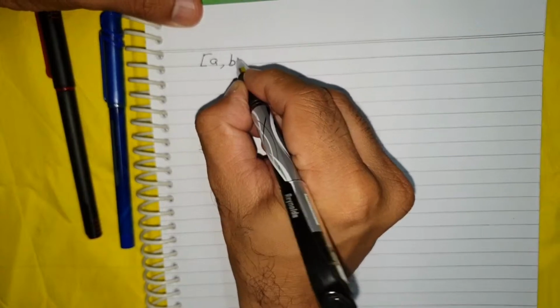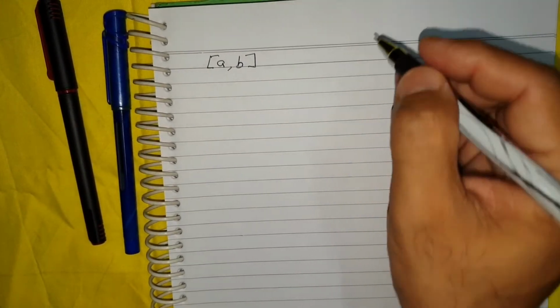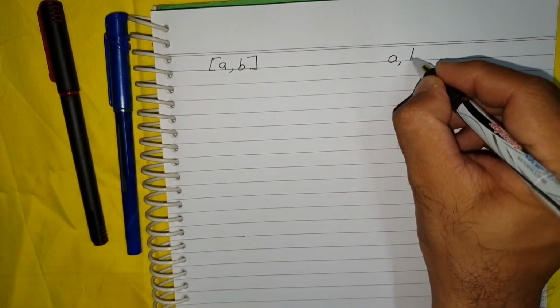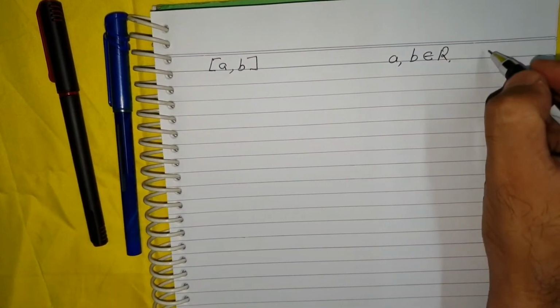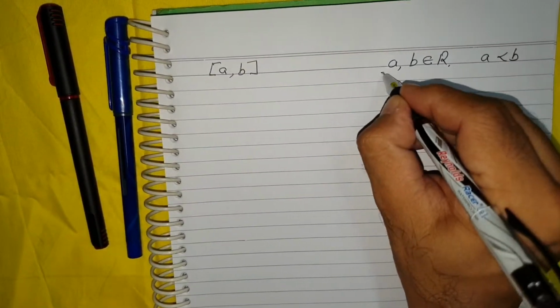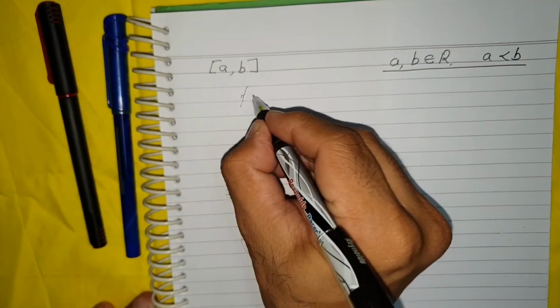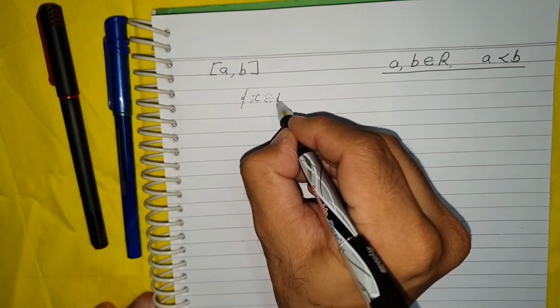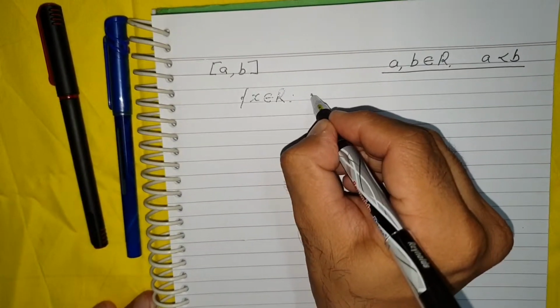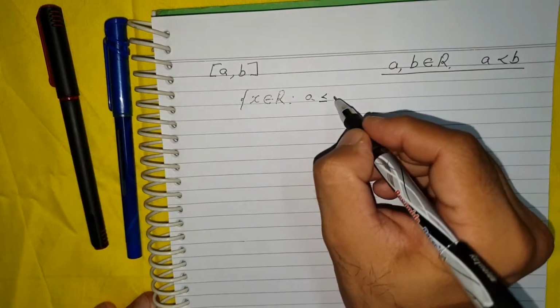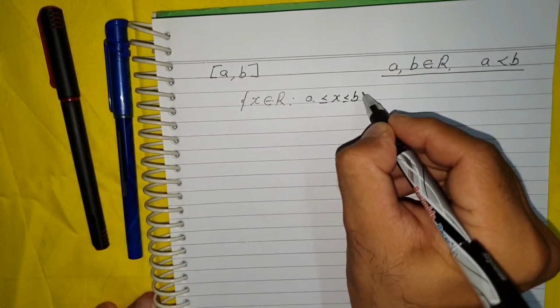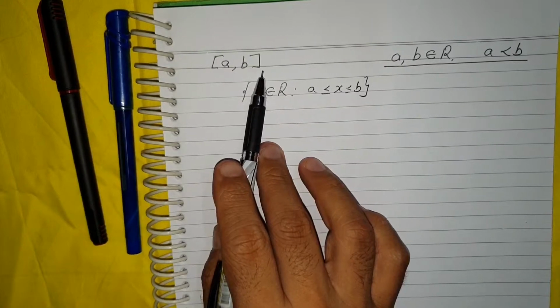Now in subsets there are intervals as subsets of R. Now this [a, b] is known as the closed interval. In this case we can consider a, b belongs to the real numbers and a is less than b. So this is the condition. Now to write this as the closed interval, we write x belongs to R such that a is less than or equal to x less than or equal to b. So this is the closed interval.